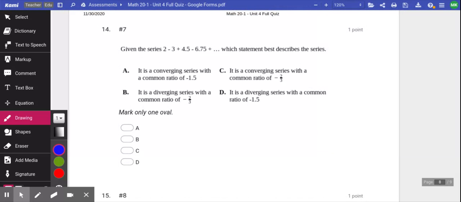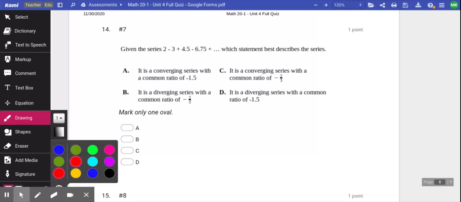Okay, number 7. Given the series, and then they give you a series, which statement best describes this series? A, it is a converging series with a common ratio of negative 1.5. B, it's a diverging series with a common ratio of negative 2 over 3. C, it is a converging series with a common ratio of negative 2 over 3. And D, it's a diverging series with a common ratio of negative 1.5.